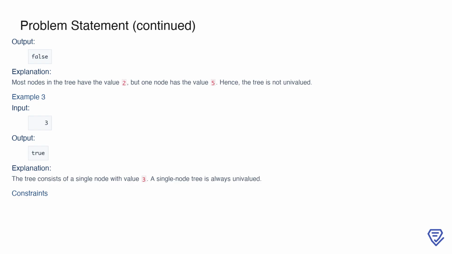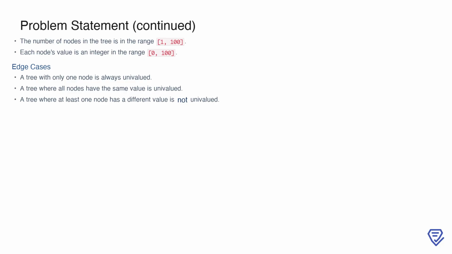In this case, the binary tree consists of a single node with the value 3. A tree with only one node is always univalued because there are no other nodes to compare against. Thus, the output here is true. Additionally, this example highlights an important edge case: single node trees automatically satisfy the univalued property, as there's no possibility of differing values. Finally, let's consider the constraints and edge cases for this problem.